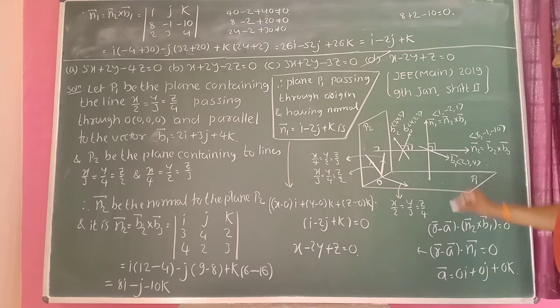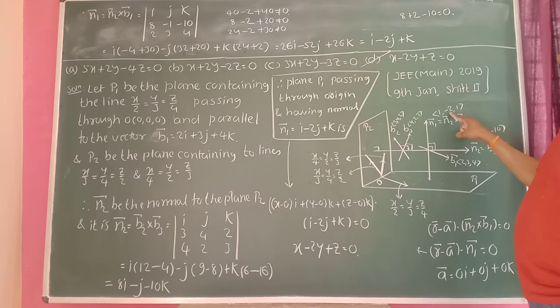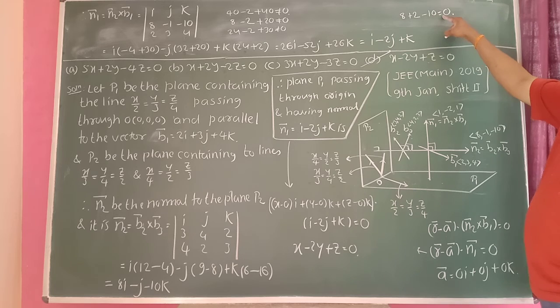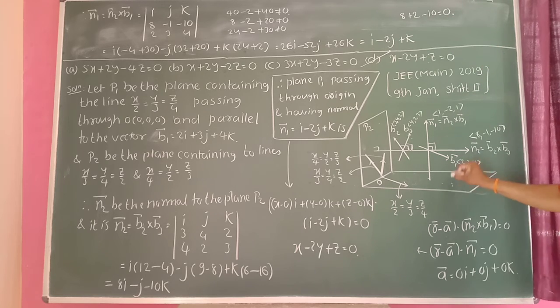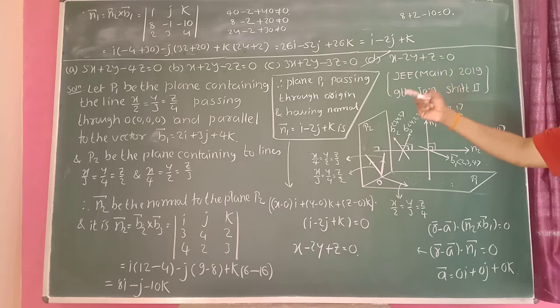They are perpendicular. Yes, 1 into 8 is 8, minus 2 into minus 1 is plus 2, 1 into minus 10 is minus 10, equal to 0. Yes, obviously the equation of this plane is x minus 2y plus z equal to 0. It is a very simple method.